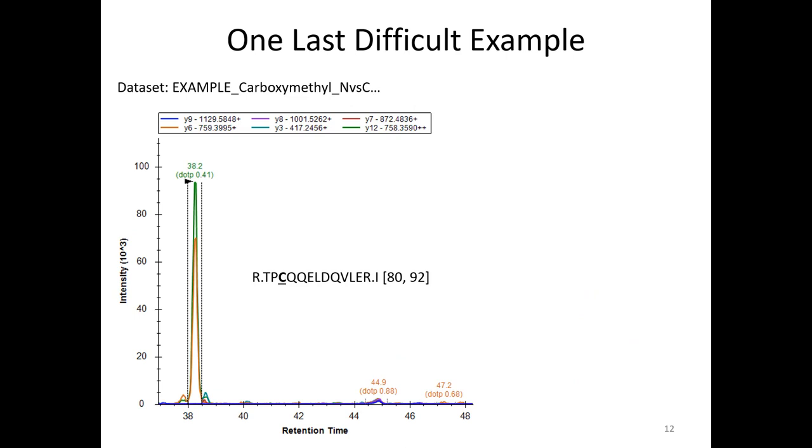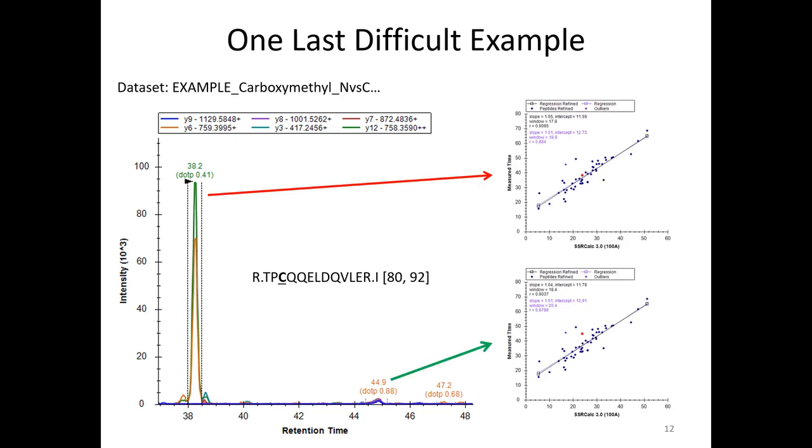All right, so this is another peptide. This has a dot product of 0.41. This one has 0.88, and this one 0.68. Anyone think this is the right one? How many think this one's the right one? I see some nods. This one? All right, so the one in the middle. I think that's what I would think too.